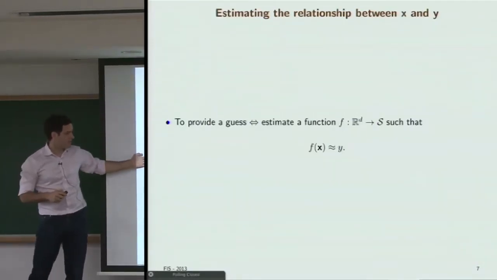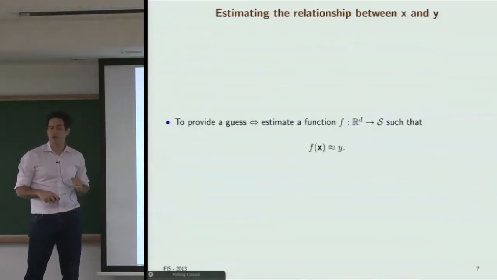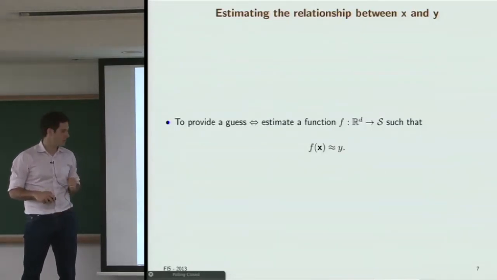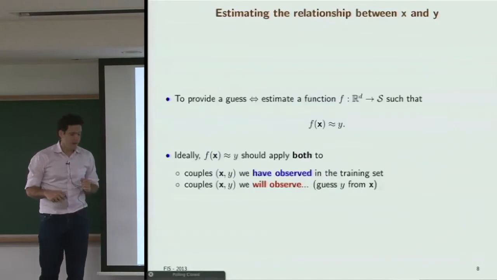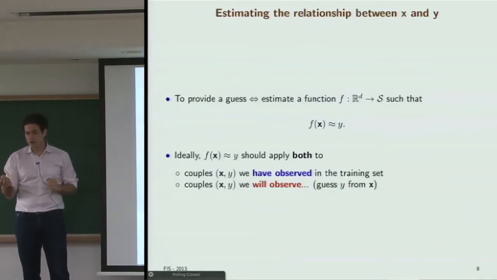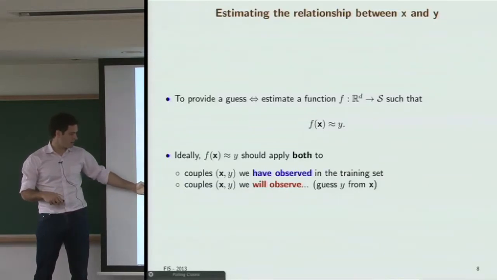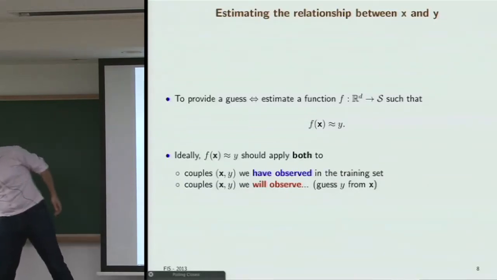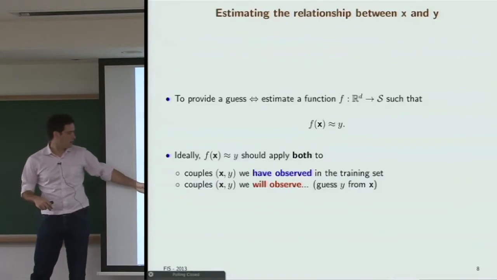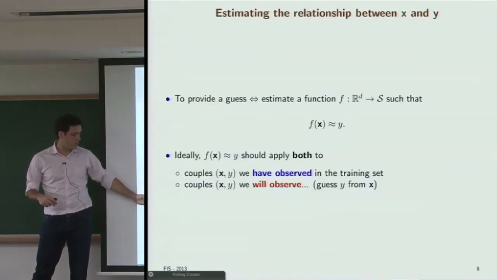So again, to estimate, to provide a guess, you need to provide a function. So this will be the problem. And the function will have to be good in two senses. First, it will have to be accurate on the points that we have observed in the training set, but also, and this is probably the most important, on the points that we will observe in the future.